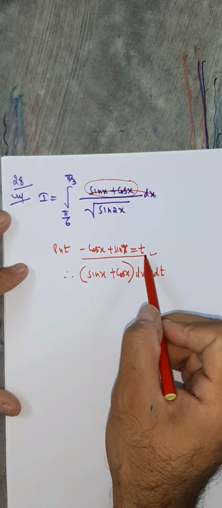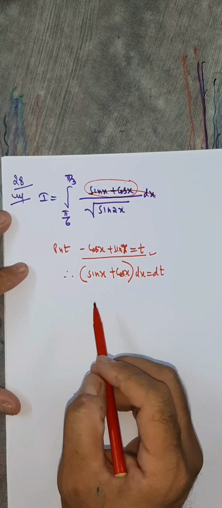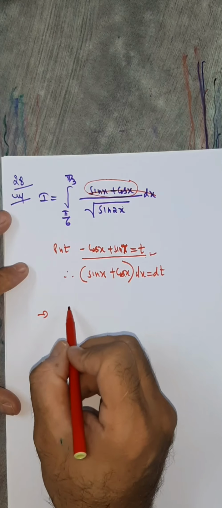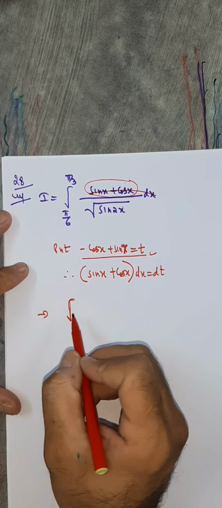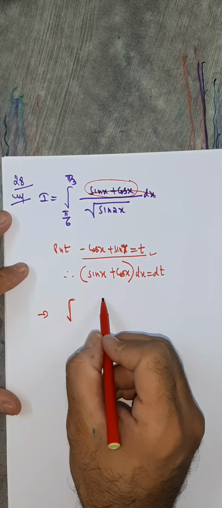The integral of this equals t. So once I differentiate, I'll get this. I'm not going to change the limits. I'll keep it as an indefinite integral. So this becomes dt here.